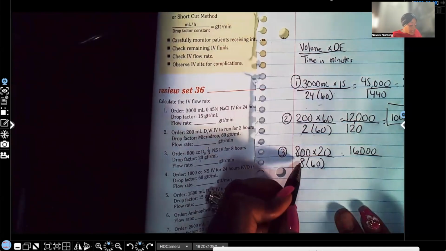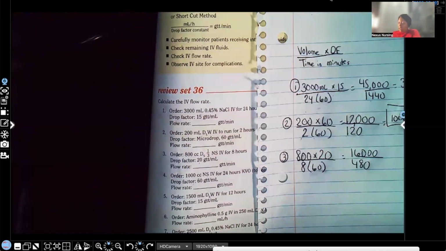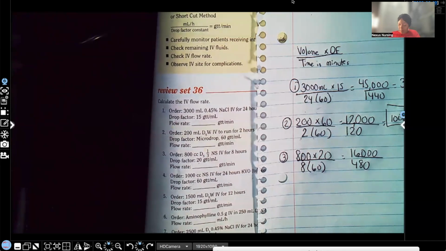8 times 2 is 16. I'm going to plug in my zeros. 1, 2, 3, 1, 2, 3. And then 8 times 6 is 48. Plug in my 0. How many times does 480 go into 16,000? Let's bust out our calculators. 33.3.